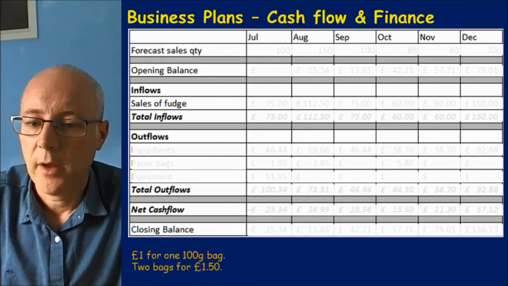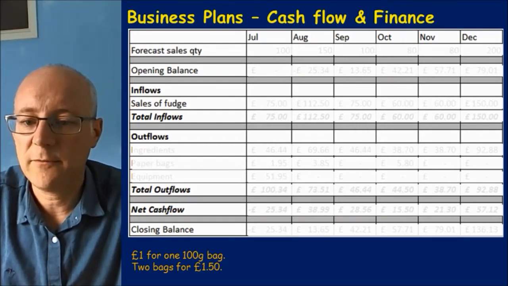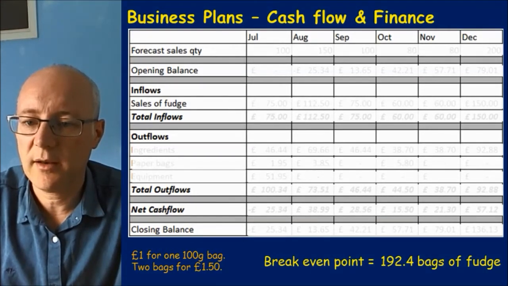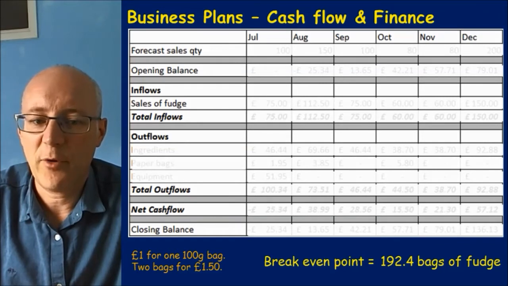First of all, we need to remember that I said that I was going to be selling the fudge for £1 for a 100 gram bag. But also I was going to do this special offer of 2 bags for £1.50. And also my break-even point, I said, and I worked out last time, was 192.4 bags of fudge. So in other words, 193 bags of fudge, and I've broken even.